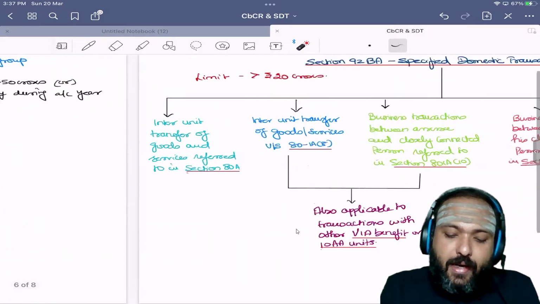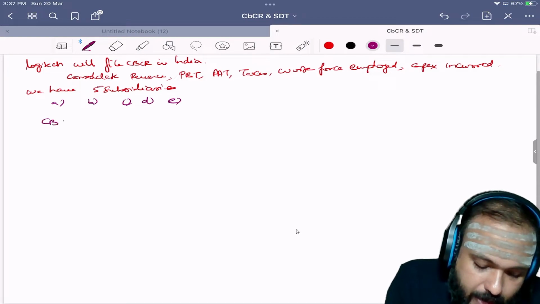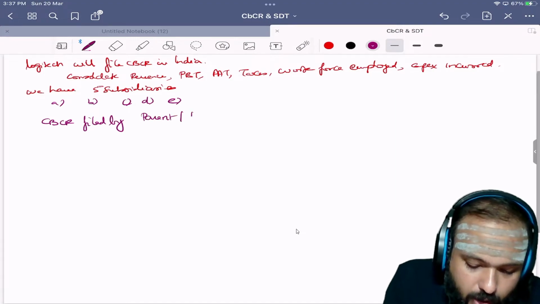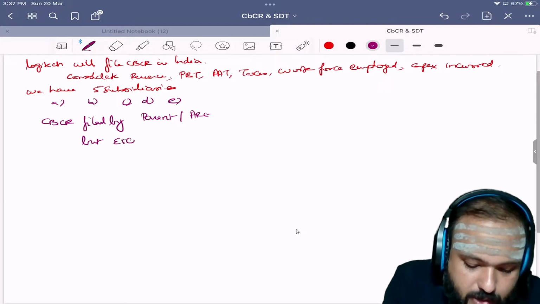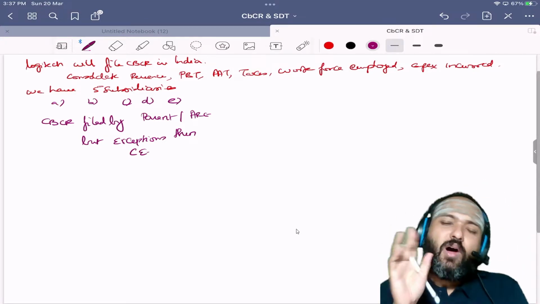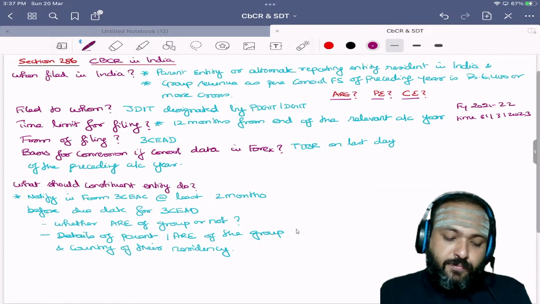So what did we tell? Generally, CBCR is filed by parent or ARE, but there are exceptions, where the constituent entity shall file CBCR. So what are those exceptions? Let us try to understand what are those exceptions.